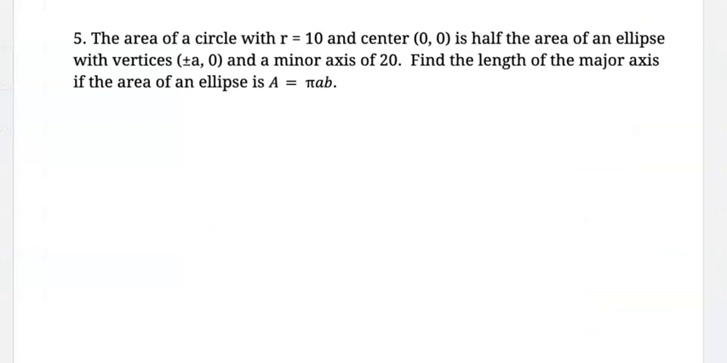All right. You've got another problem, a little different. The area of a circle with r equals 10, center at 0, 0, is half the area of an ellipse with vertices plus or minus a, comma 0, and a minor axis of 20. Find the length of the major axis if the area of an ellipse is A equals pi times ab. So I'm going to give you a moment to try this problem on your own, and then I will reveal the answer.